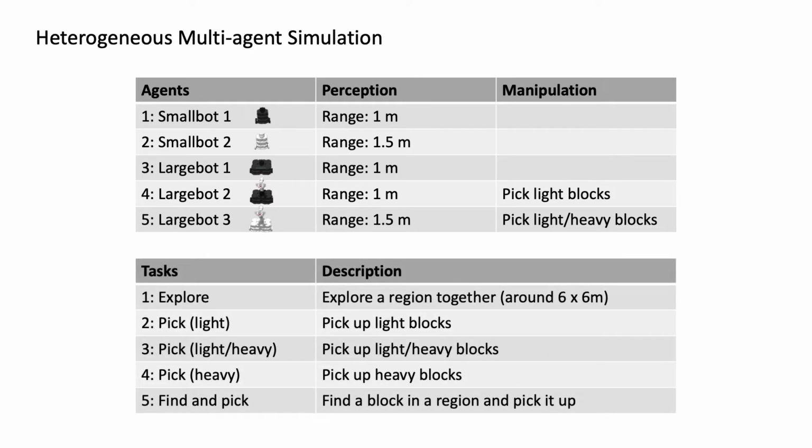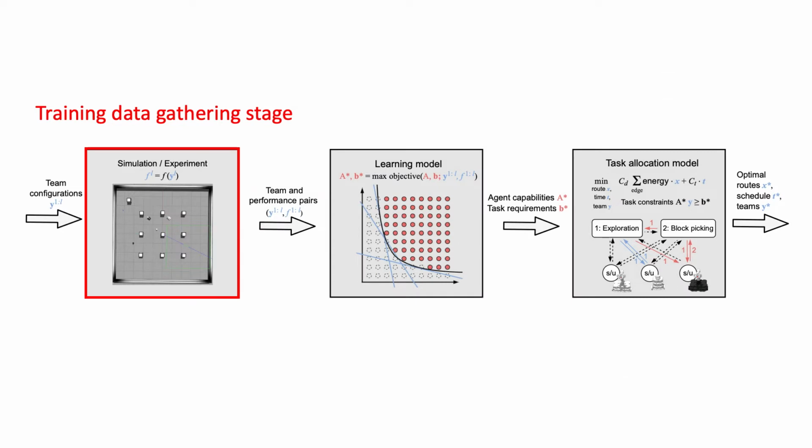The agents have different sensor ranges for perception, and some of them are equipped with a manipulator that can conduct pick and place tasks. The tasks include exploration, block picking, as well as block searching and picking. Each of the tasks requires multiple agents to work together. In order to learn the task constraints for the optimization, the first step is to evaluate the performance of a subset of the team configurations. Here we use task completion time as a metric to indicate the performance.